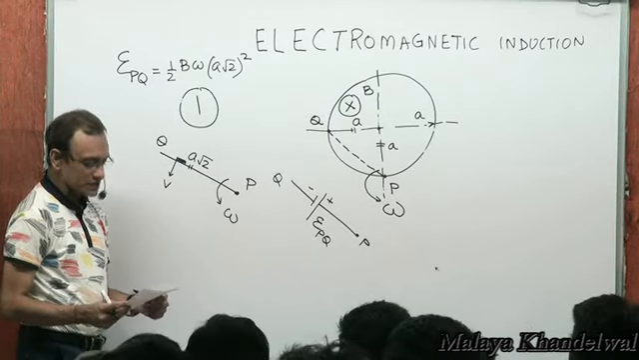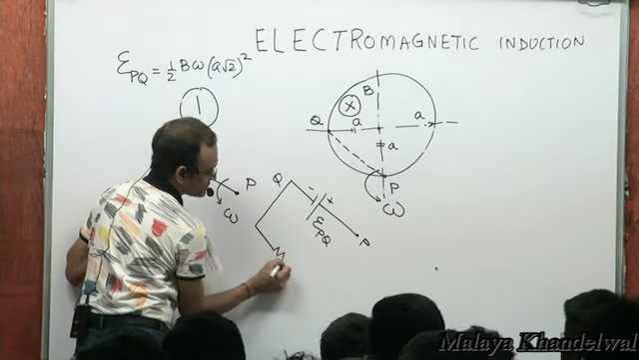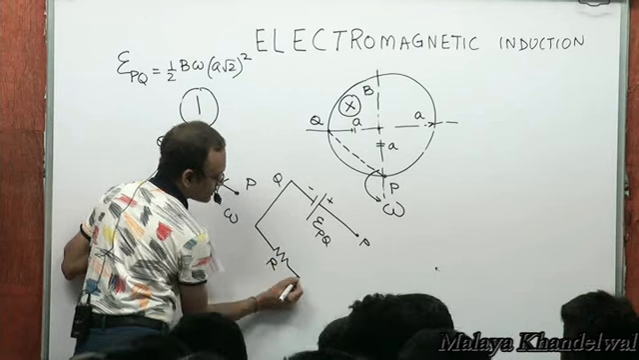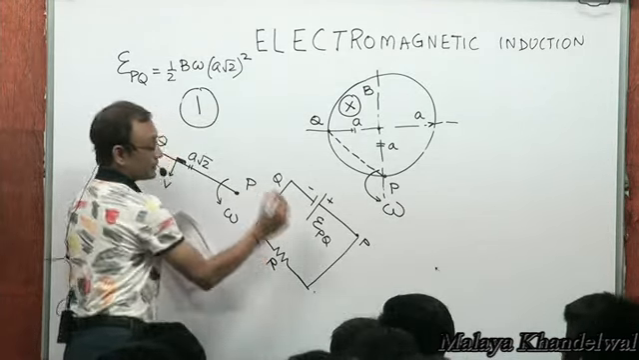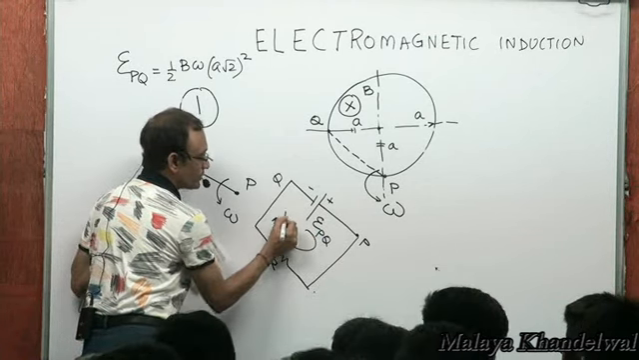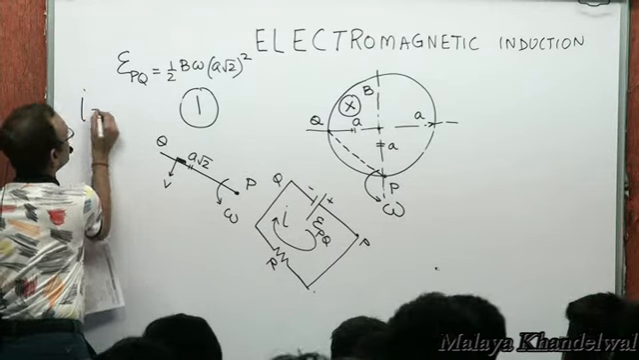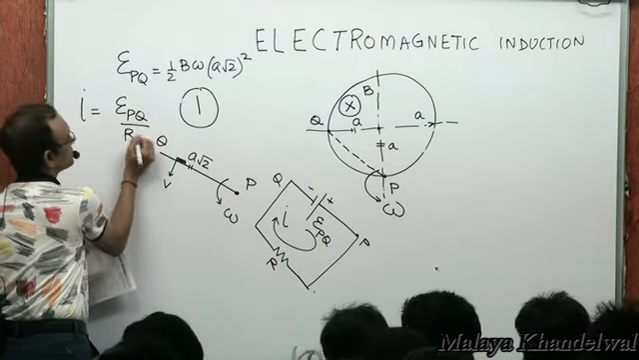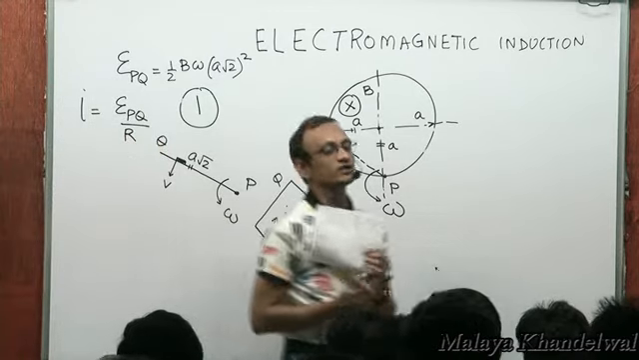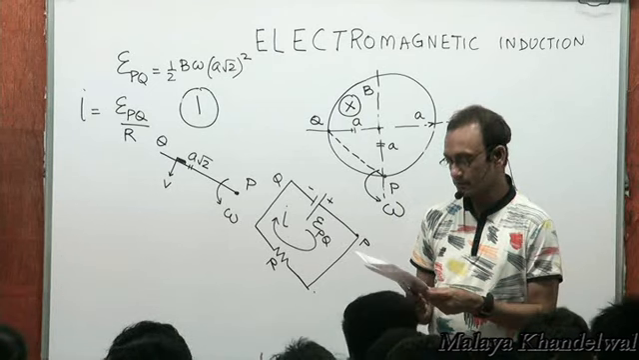Now a resistance R is connected between points P and Q. So then there is going to be a current that is going to be driven. The induced current will very clearly be epsilon PQ by the resistance R. That's going to be the induced current. As simple as this, right?